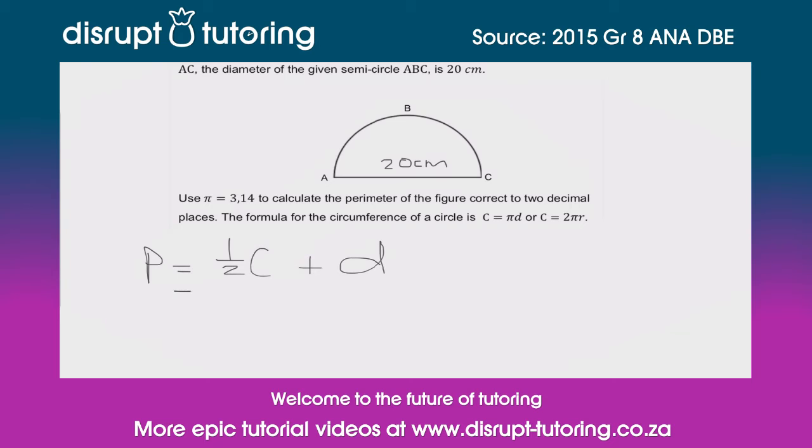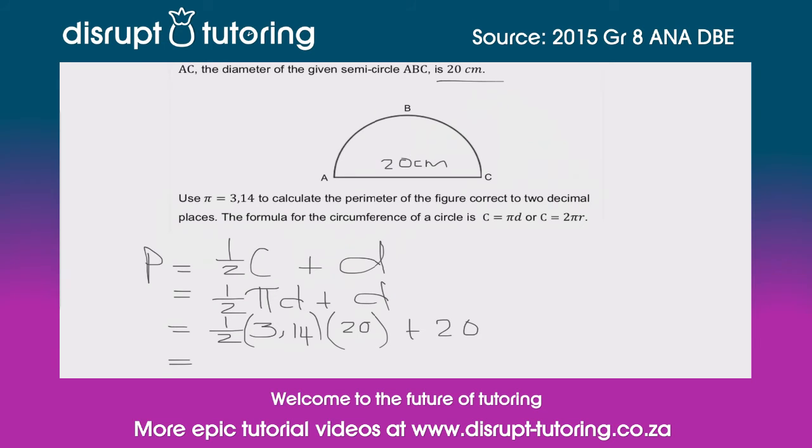Now we can plug in our formula for half the circumference, which is going to be half of pi d, plus d. Now we can insert all of the values we know. So we know that half stays the same. We know that pi is 3,14. And we know that d, they've given to us in the question, is 20 centimeters. Plus another 20. Right, so now all we need to do is put all of that in our calculator.